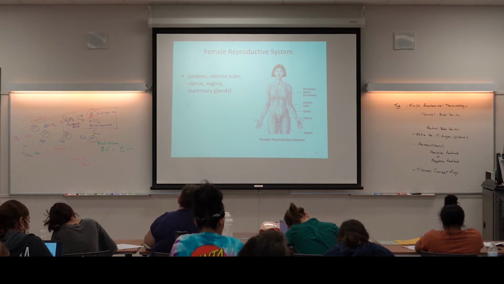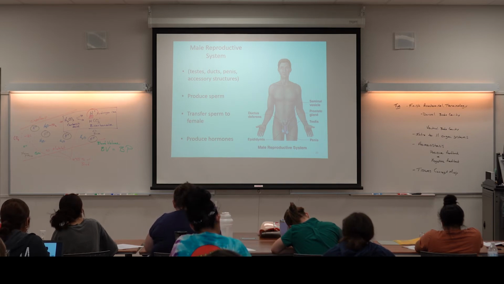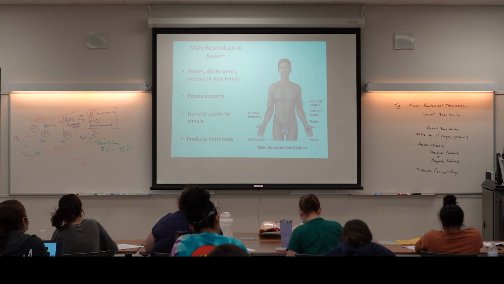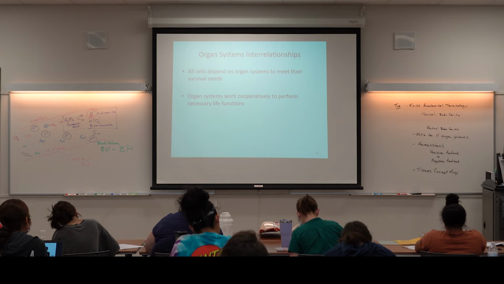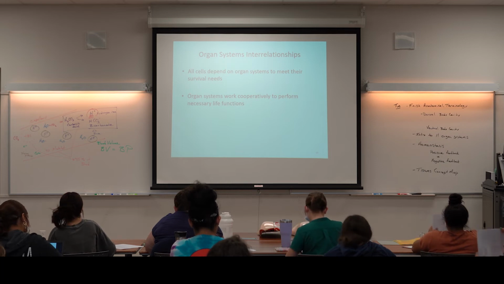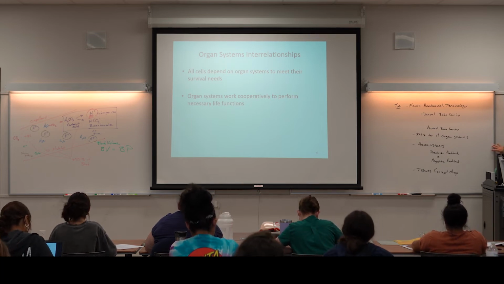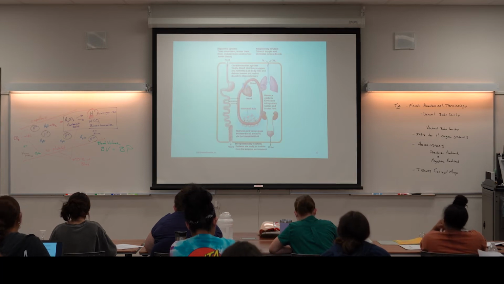We'll see components of the female and male reproductive system. Again, production of gametes, housing and protecting those gametes until they're needed. So I'm talking about the relationship between these organ systems, and I was mentioning that 10 of those organ systems function in homeostasis. The only one that doesn't is the reproductive system.